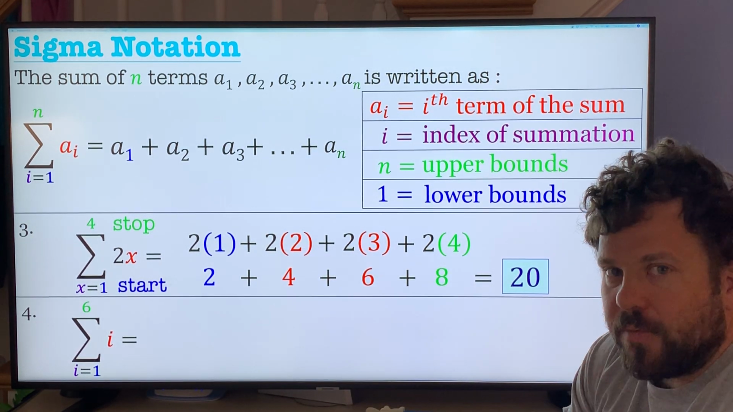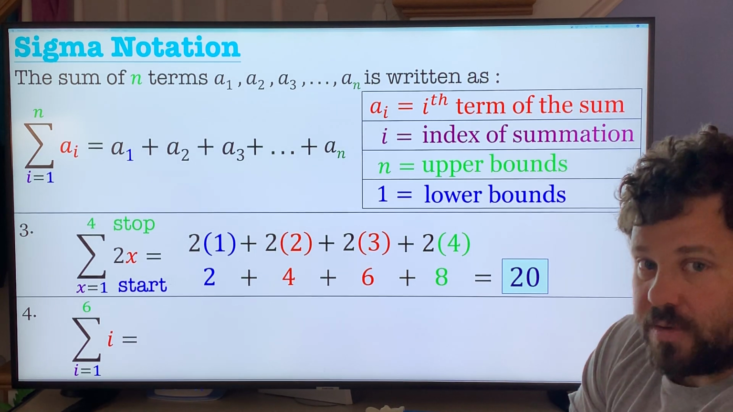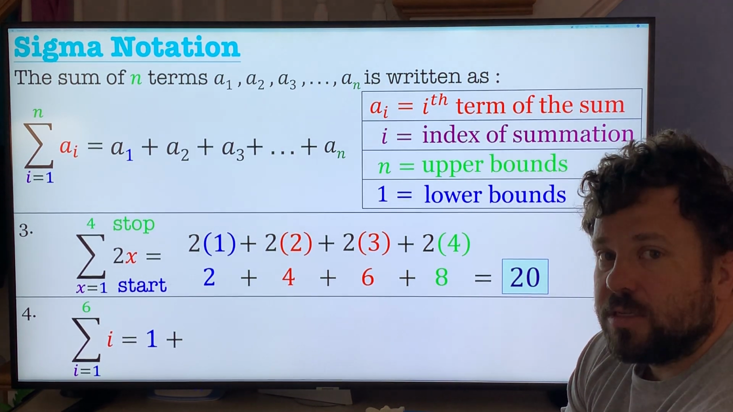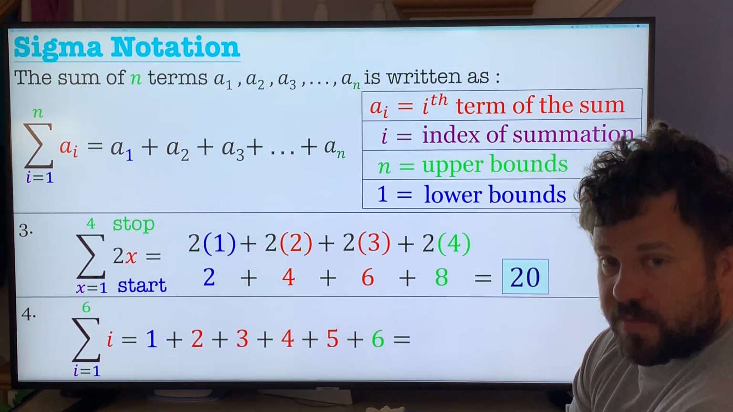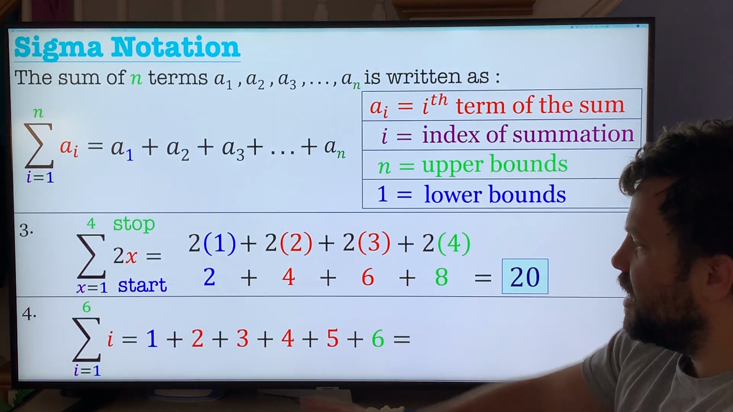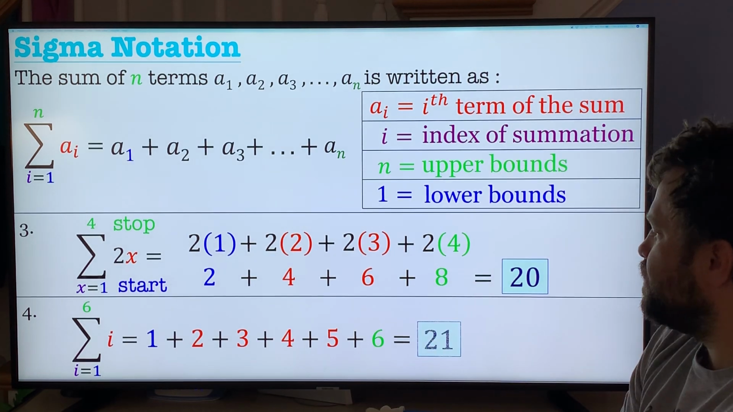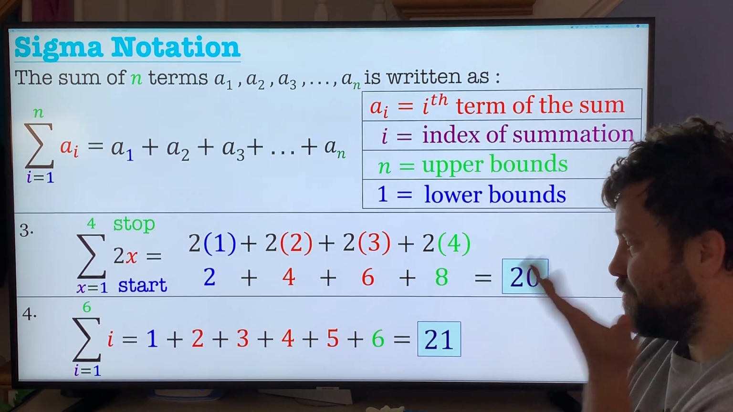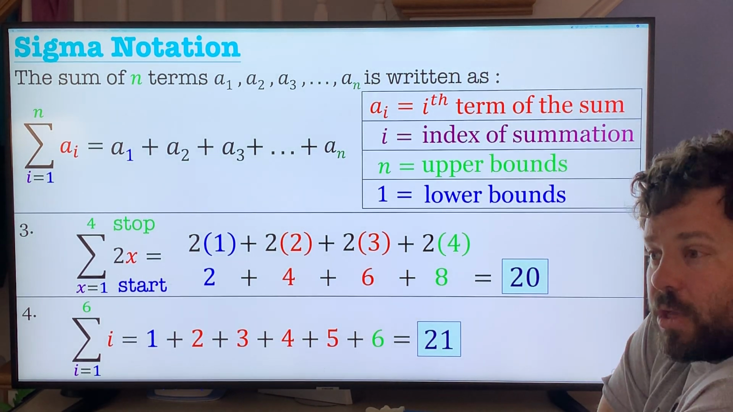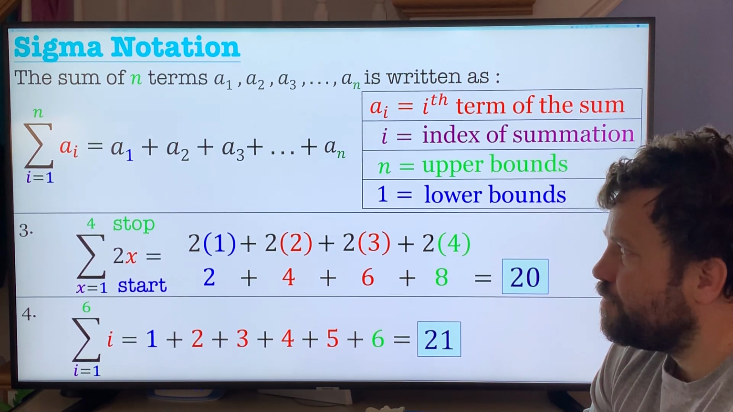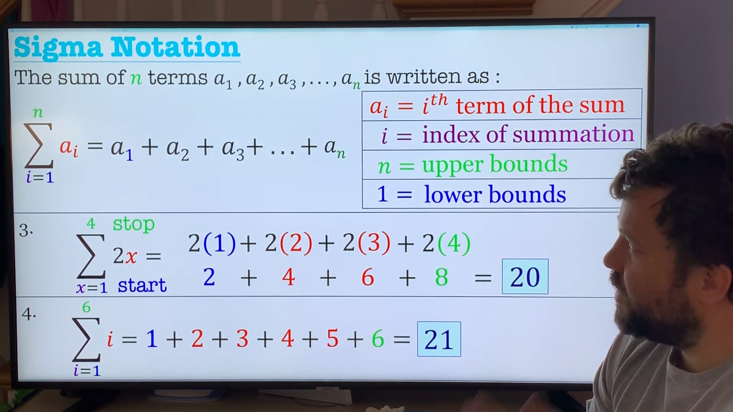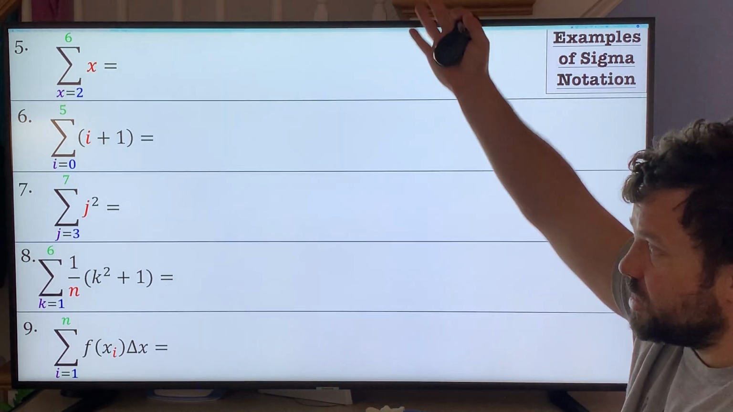So, attempt number 4. Let's see what you got. 1 plus 2 plus 3 plus 4 plus 5, all the way to 6. Add the numbers together: 3, 6, 10, 15, 21. All you're doing is adding. If you can add, good. If you can plug things in, good. All right, let's move on. I want you guys to try examples 5 through 9.